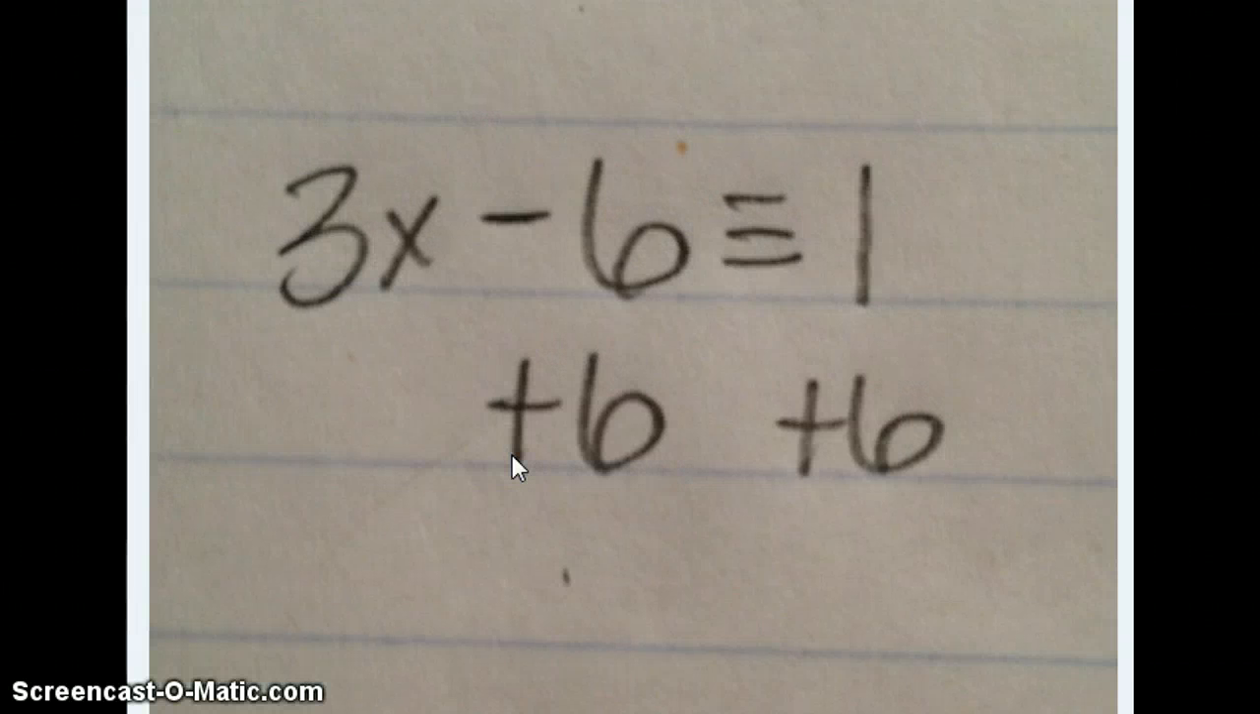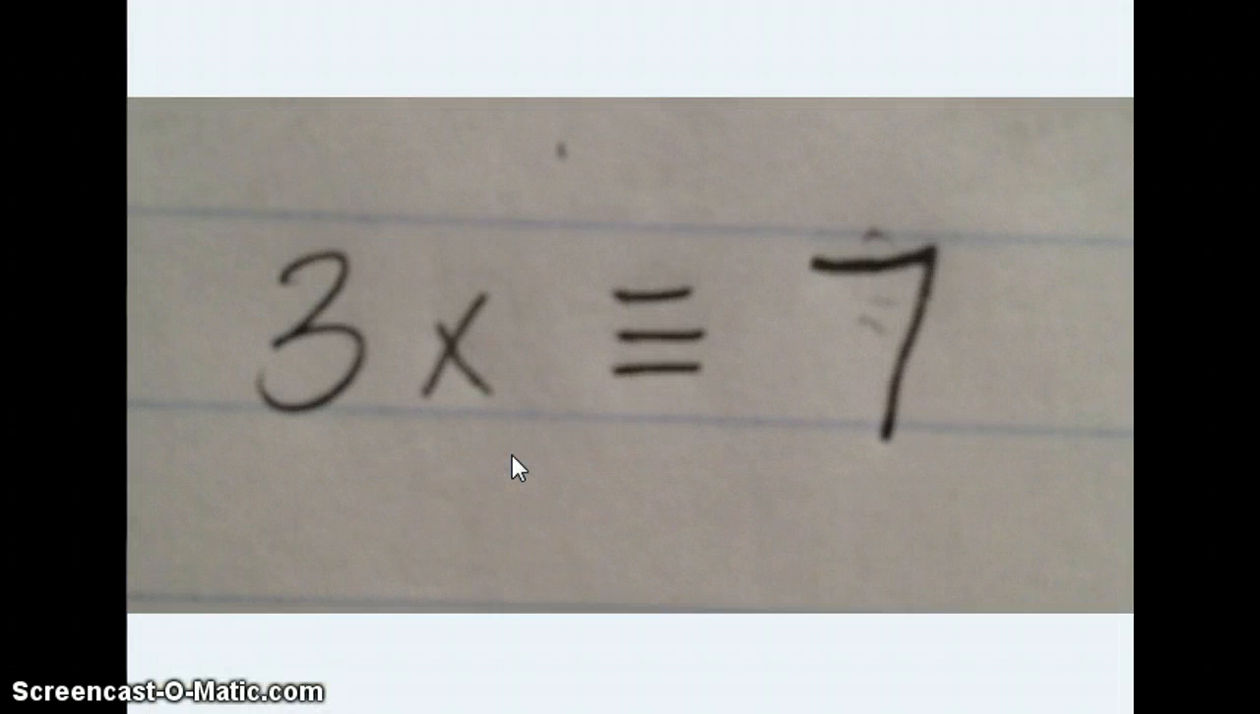We then add 6 to cancel out that negative 6, so you have 3x is congruent to 7. And the next step is to write out all the multiples of 3 up until 33. So 3, 6, 9, 12, 15, 18, 21, 24, 27, 30, and 33.